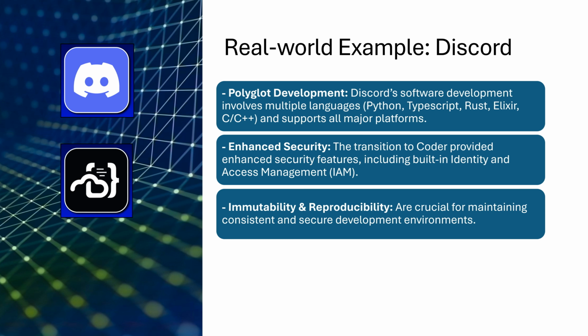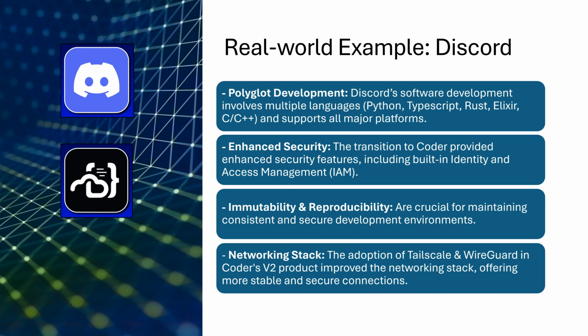From an immutability and reproducibility perspective, these two are crucial for maintaining consistent and secure development environments. Finally, from a networking stack perspective, the adoption of Tailscale and WireGuard in Coder's version 2 product improved the networking stack, offering more stable and secure connections.